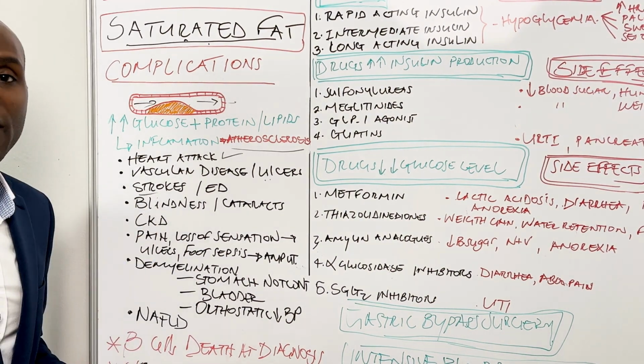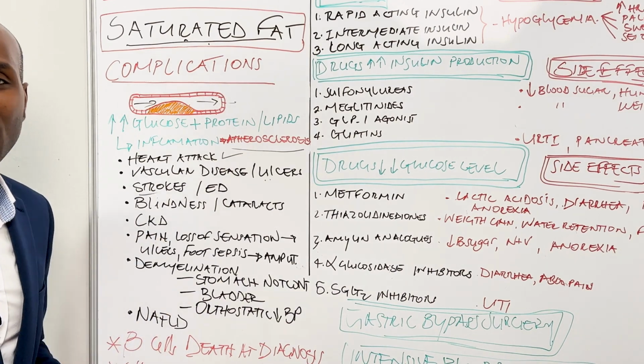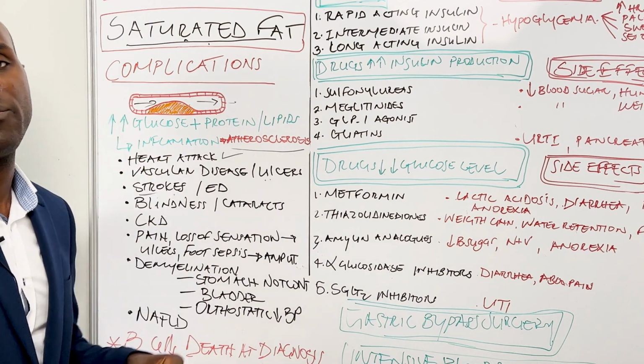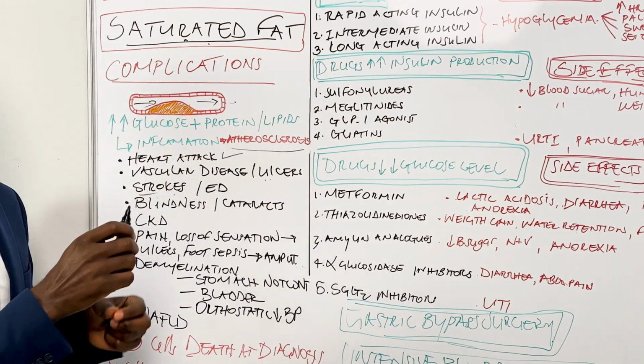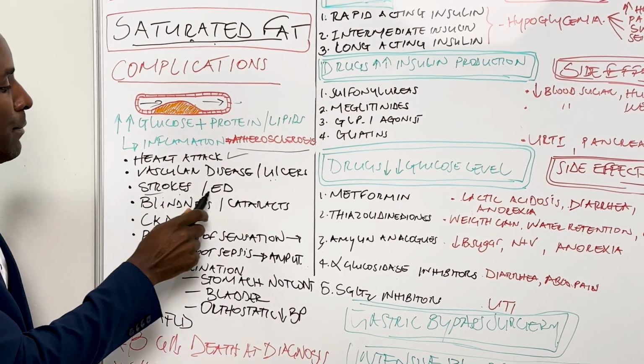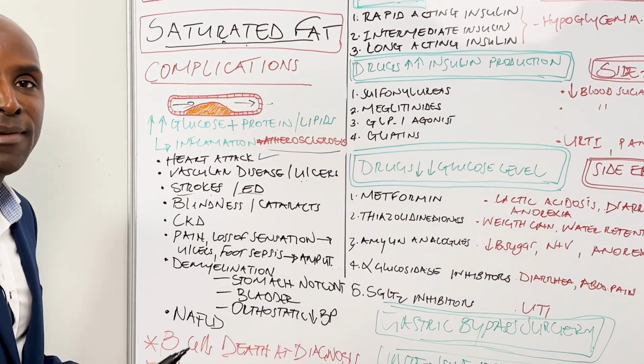Now, every hour, about 10 people or so die of stroke in South Africa. The stroke is basically your vessels in your brain, with this atherosclerosis, becoming hardened until they can even rupture. Another thing that can happen is erectile dysfunction in men.